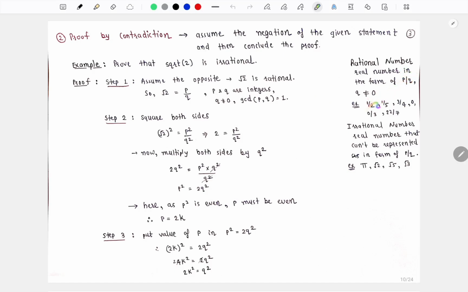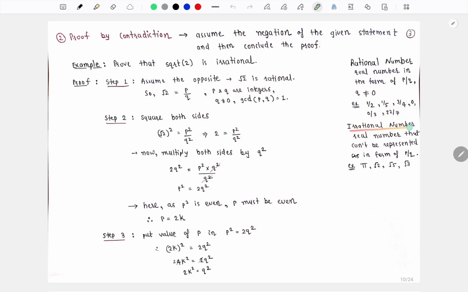Here we will see examples. 1 by 2 is a rational number. Why? The common factor of 1 and 2 is 1. 1 by 5 is a rational number. 20 by 7 is also a rational number. But pi is not a rational number, it is an irrational number.